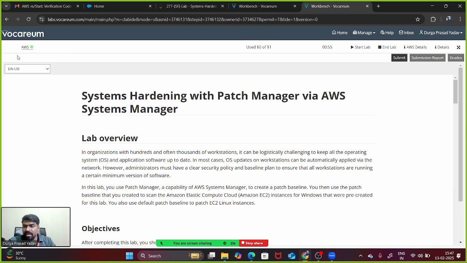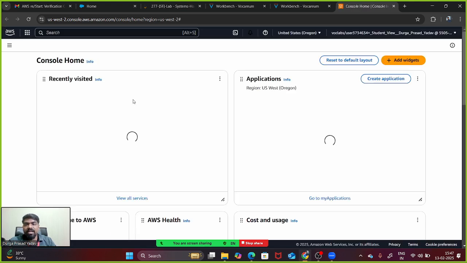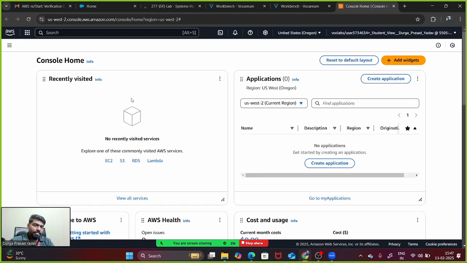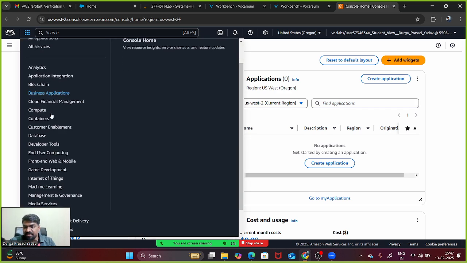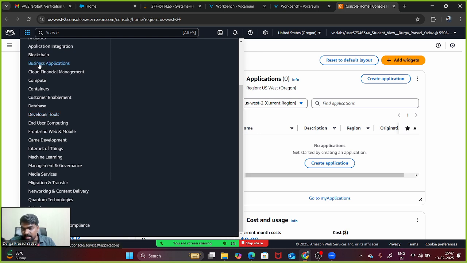Let's click on AWS. Before entering into AWS, you should know basic things related to AWS Systems Manager. So let's see, guys, if you click on All services and scroll down, in the AWS service categories we will get the service called Management and Governance.